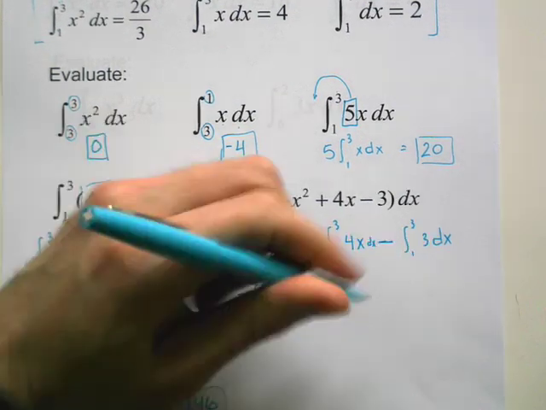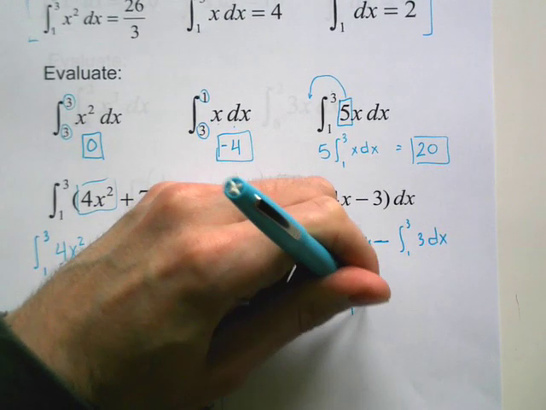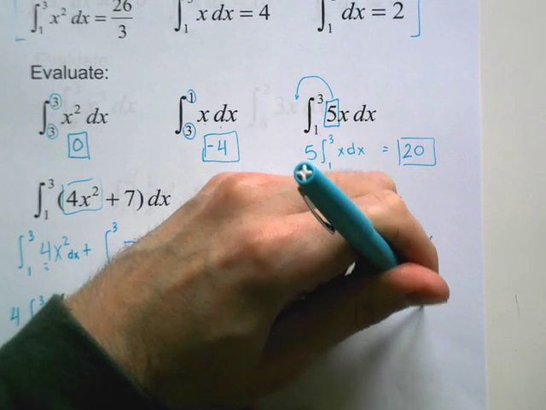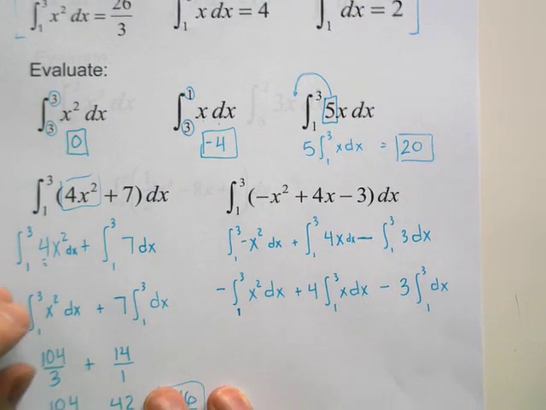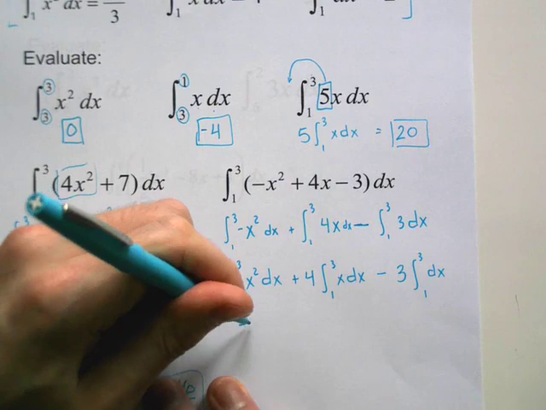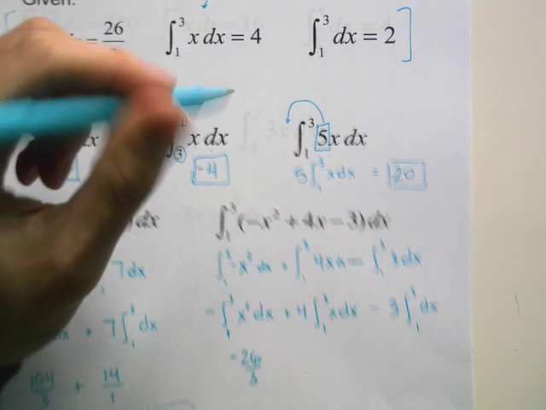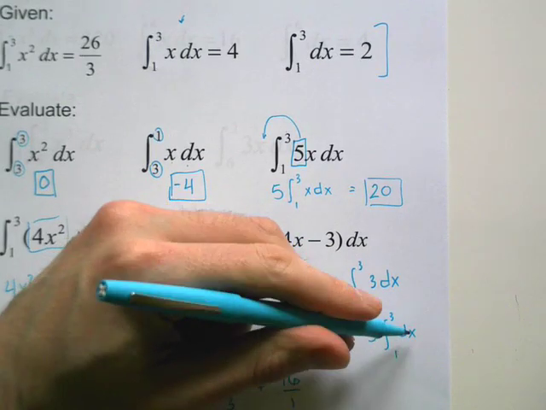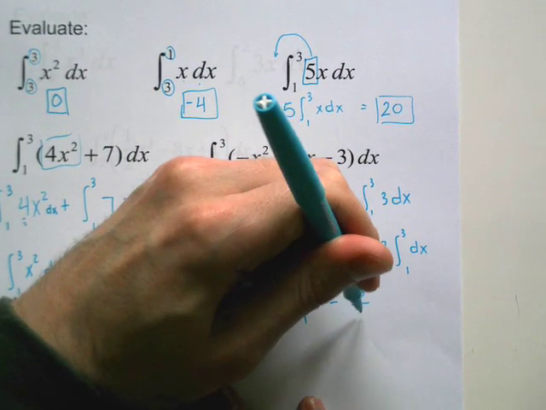I'm going to take the 4 on the outside of this second one, from 1 to 3 of x dx. And it looks like I'm going to have to take the 3 out on this last one, from 1 to 3, and I'm just left with dx. Okay, so we know x squared dx is 26 over 3, so this just becomes -26 over 3. We know that x dx is 4, so that becomes 4 times 4 is 16 over 1. We know dx is 2, so 3 times 2, 6 over 1.